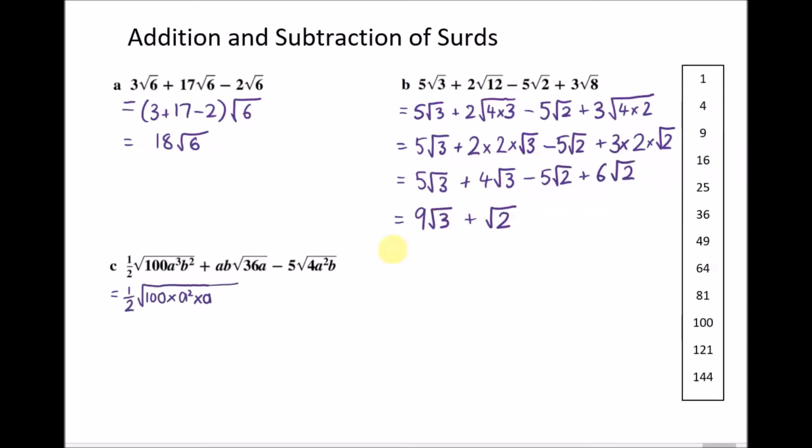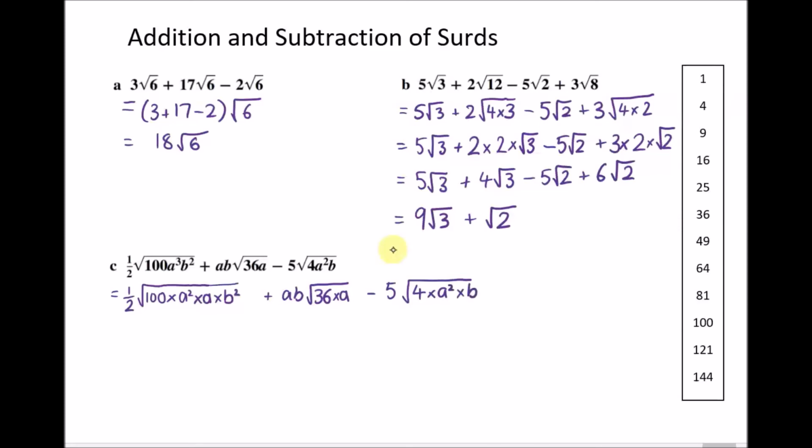Make our square root a little bit longer. And then we have times b squared, which is already a square term. So that's our first term. Then we take our second term, plus ab, square root of 36a. Now I can see 36, that's a square number already. 6 times 6 is 36, times a, which doesn't have a square factor. And then we have minus 5, square root of 4. We know 4 is already a square number. We can see it in our list. That's 2 times 2. So we have 4 times a squared is a square term already, times b.